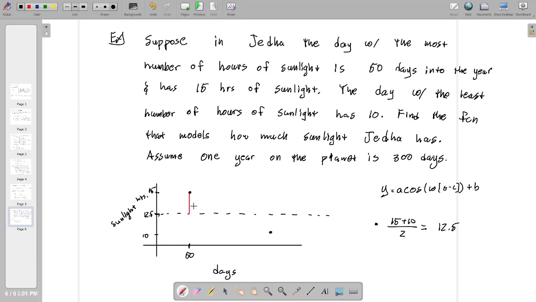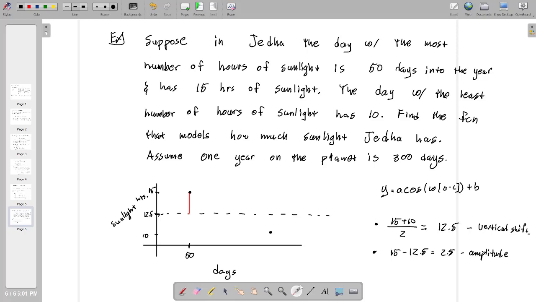Now the amplitude is going to be the distance from the axis over which we oscillate to the highest value, or the same but the lowest value instead. So here, what we do is 15 minus 12.5 to get 2.5. And this is going to be my amplitude.